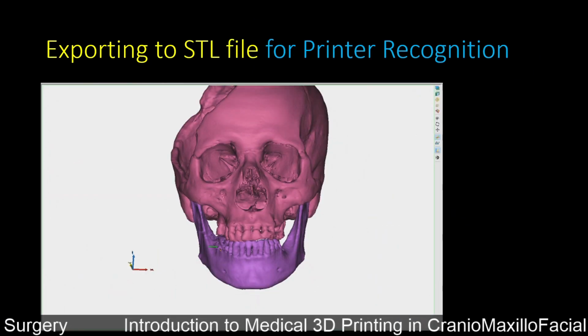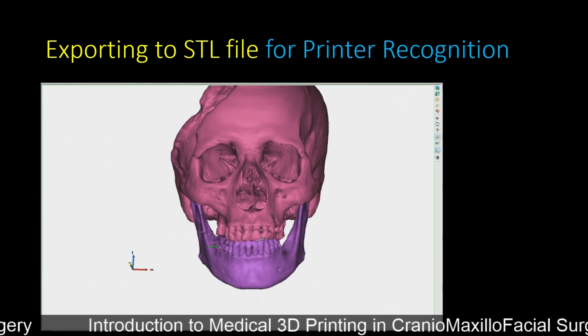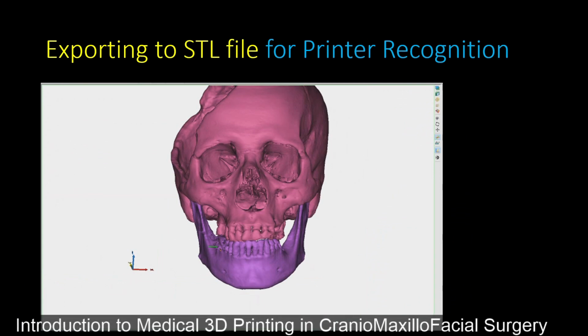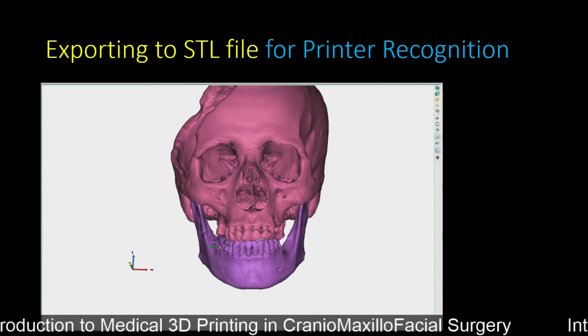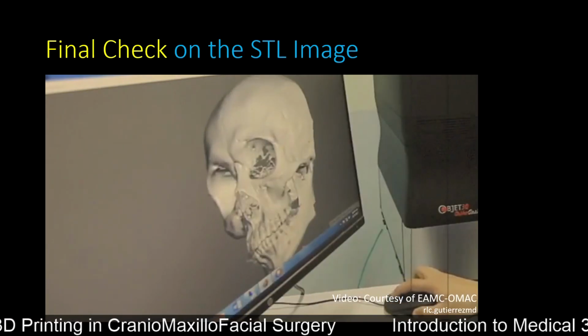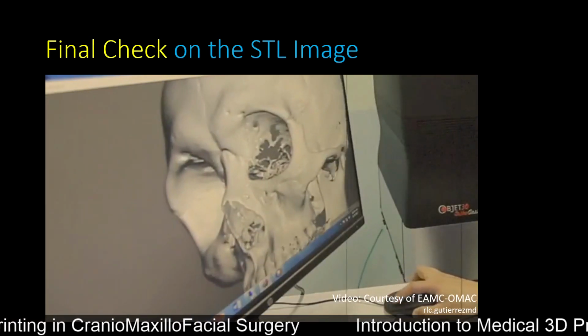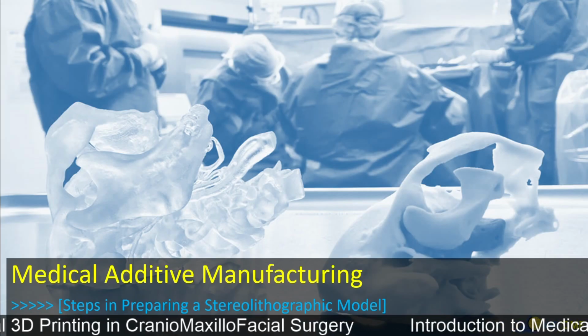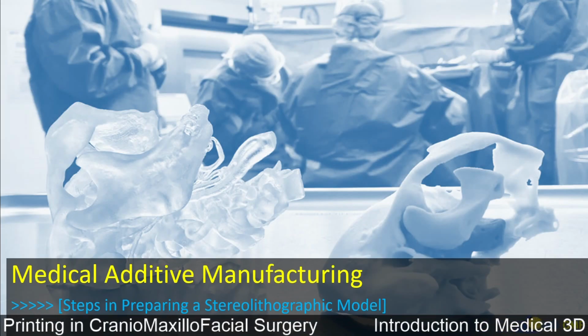Once you finish the segmentation of your 3D images, you can then export this using the STL file for printer recognition. Always remember to do a final check on your STL images before exporting and printing these models. Printing the planning model. We will now discuss the steps in preparing a stereolithographic model.